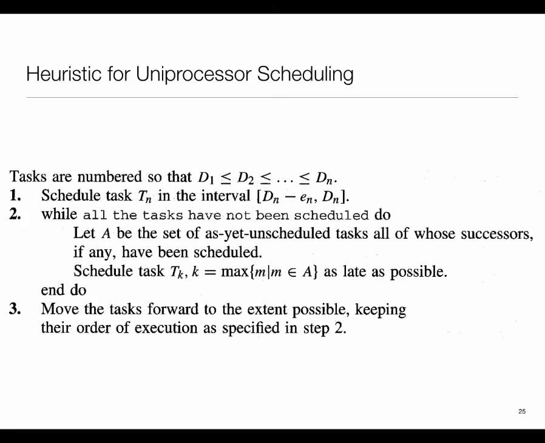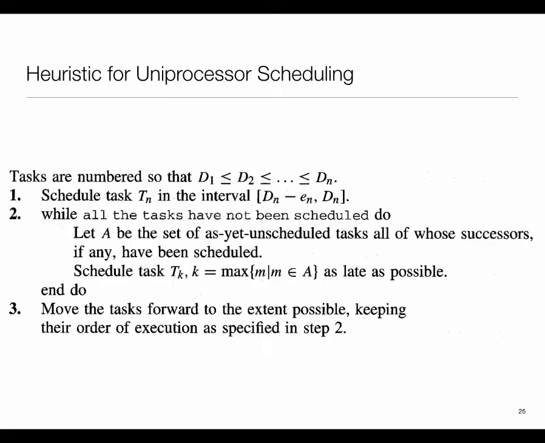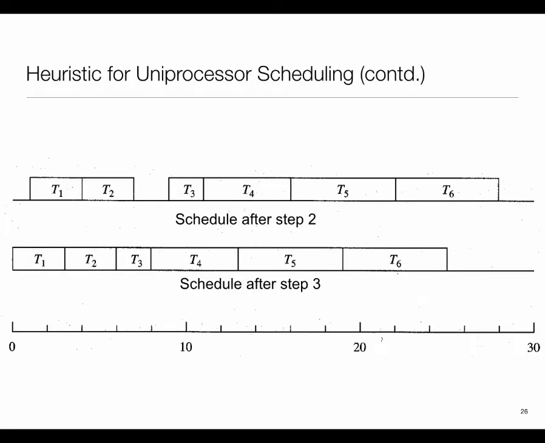We schedule that task. Once we have scheduled that task, then we can see which tasks were producing results for it, and schedule them. So let me take an example. In this particular example, we could start out by saying, look, T6 had to finish by time 28. So we schedule T6 at 28.